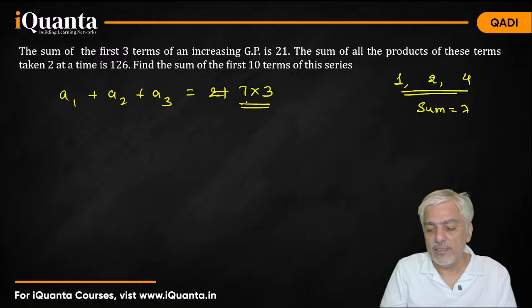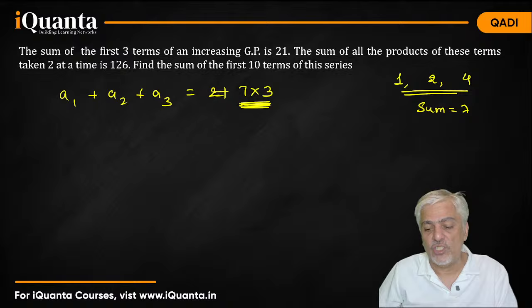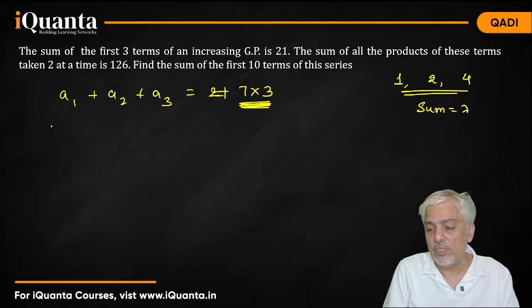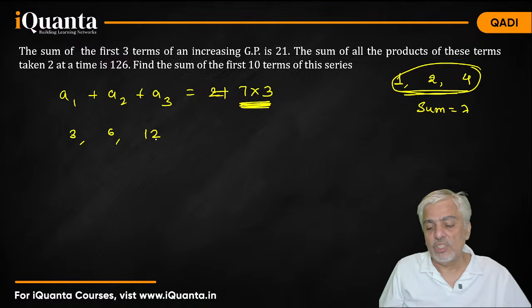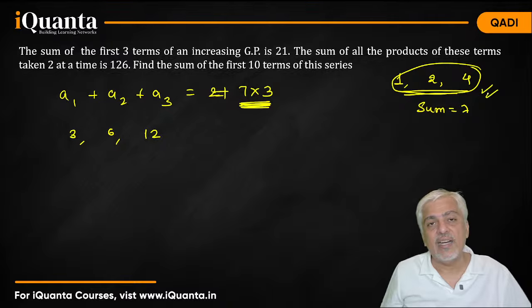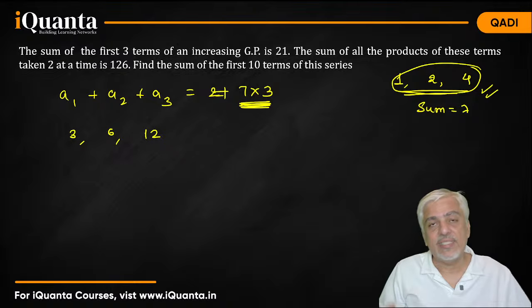Over here the sum is a multiple of 7. That means there is a very, very high chance that the numbers we are looking for are 3 times these numbers, that is 3, 6 and 12. Now this is a shortcut which you should understand very carefully. Whenever the sum of a GP of 3 numbers is a multiple of 7, we can think that R is 2.